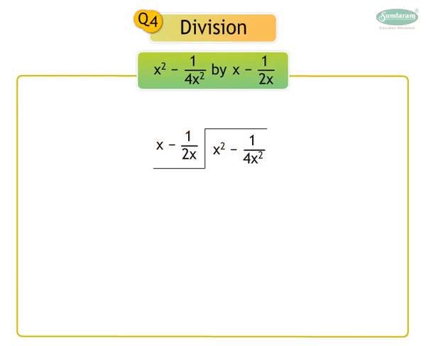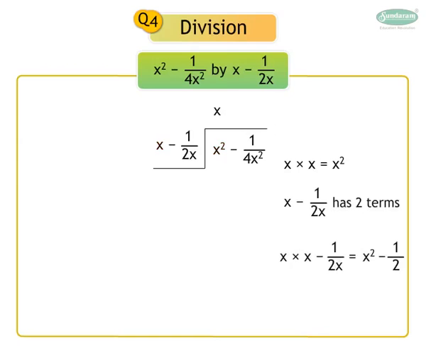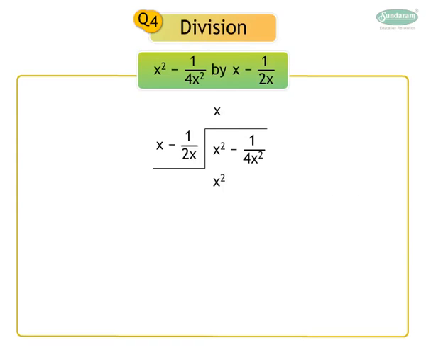Let us take the first term of the divisor, that is x, and multiply by x to get x square, which is the first term of the dividend. Since the divisor has two terms, we have to multiply x by x minus 1 upon 2x and we get x square minus half. Now place x square below the x square, and since half is a number, we put it in a separate place as shown.